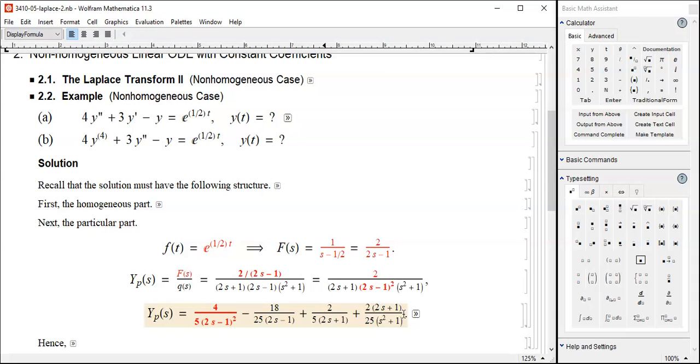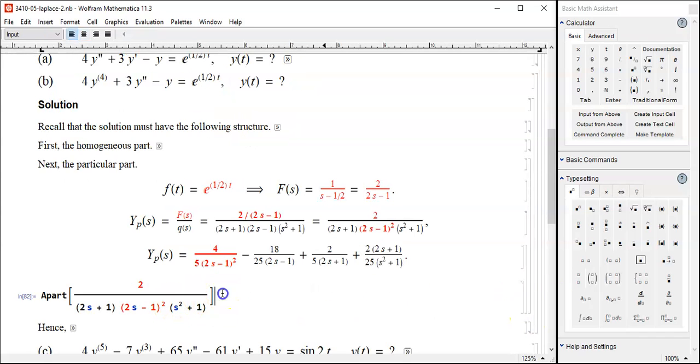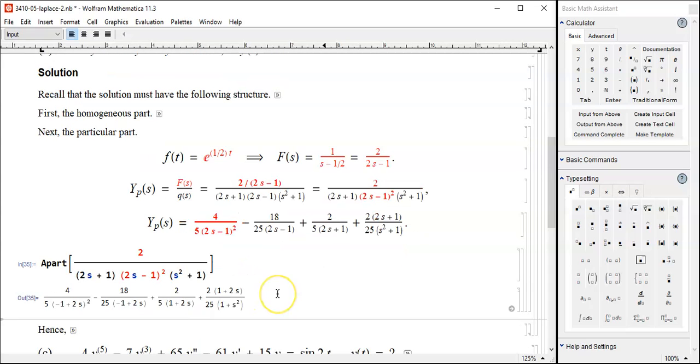Did I say you have to get complete coefficients? As a matter of fact, no, to tell the truth. This one you have to get completely. These, you don't, as a matter of fact. By the way, this is how I got it. Apart command. Remember this?